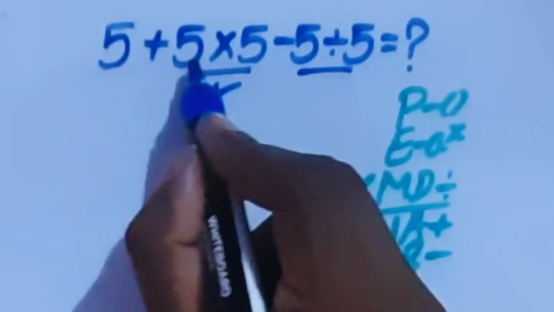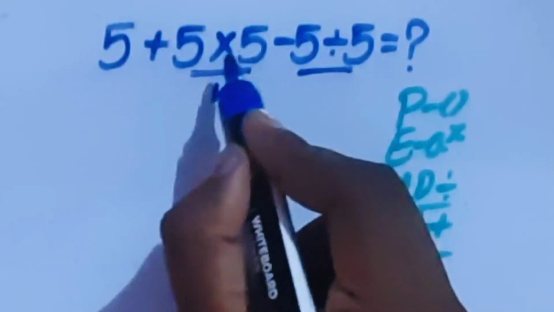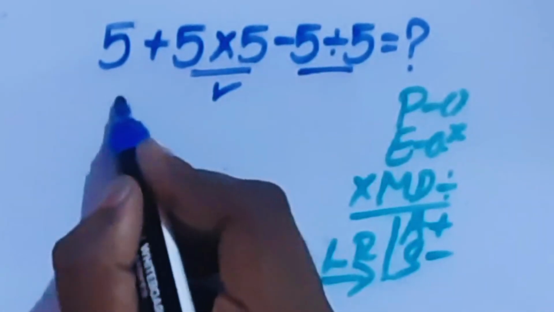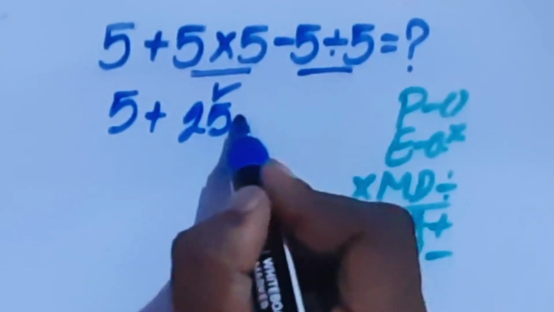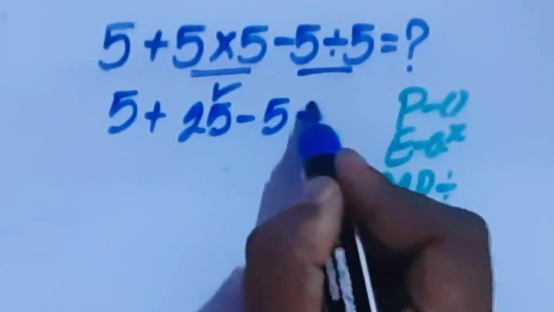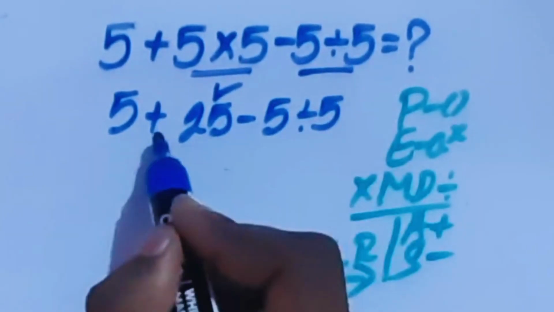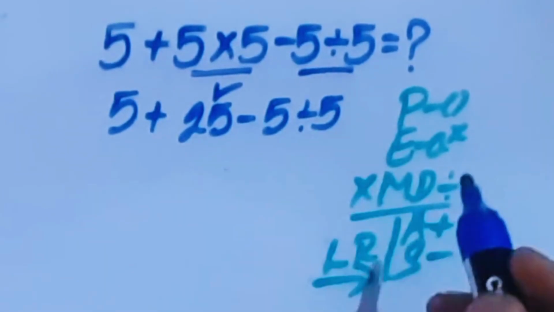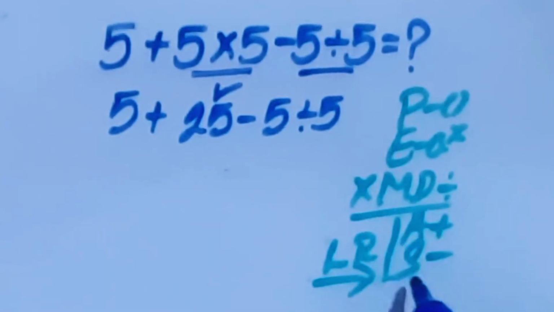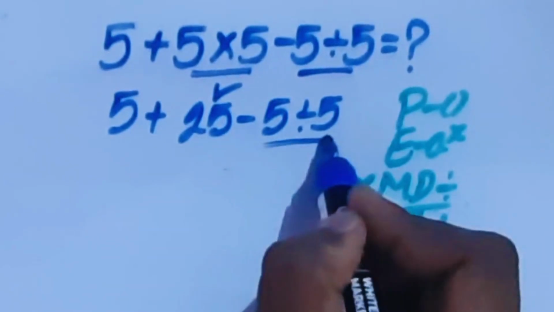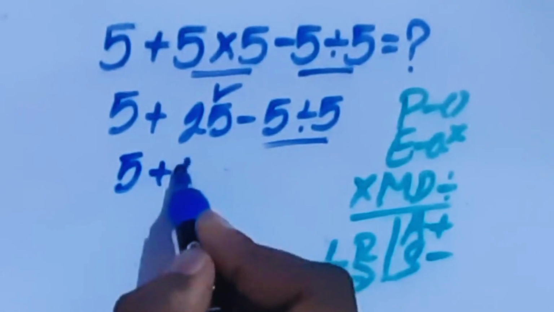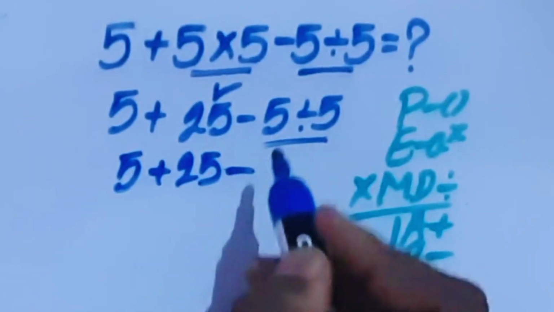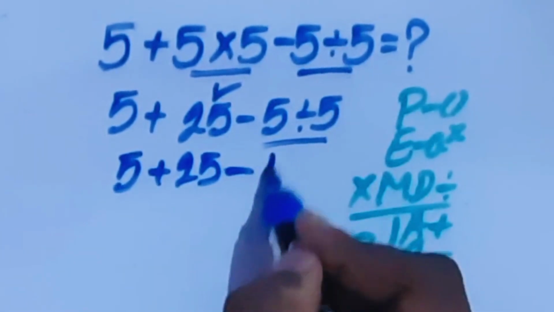Left to right, this is 5 times 5, so we have to do this 5 times 5 first. Before this operation: 5 plus, here 5 times 5 is 25, minus 5 divided by 5. Here we have addition, subtraction and division. Division is higher priority than addition and subtraction, so we have to do the division before the addition and subtraction. See here, 5 plus 25 minus, 5 divided by 5 is 1.